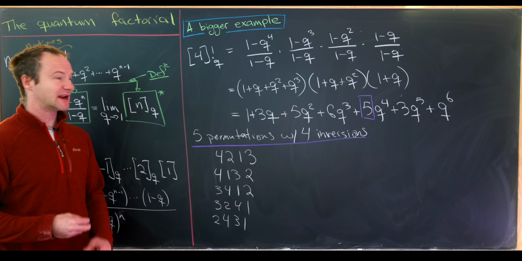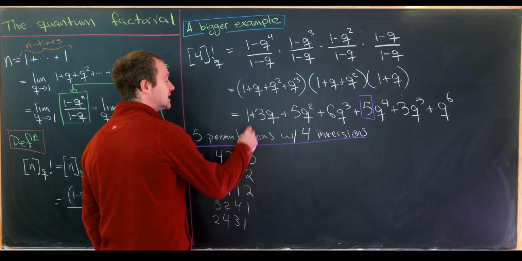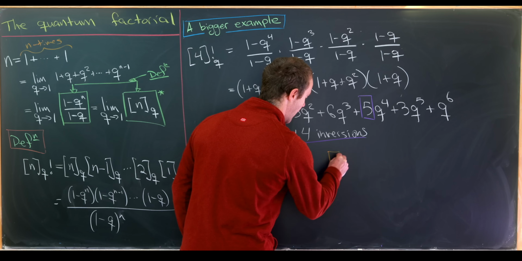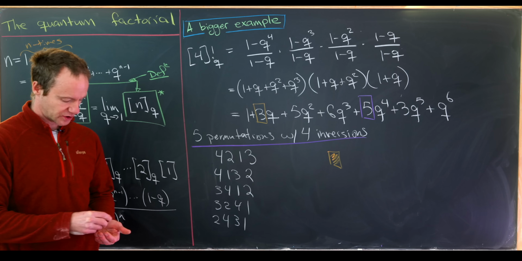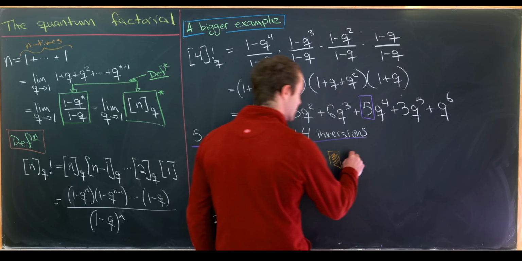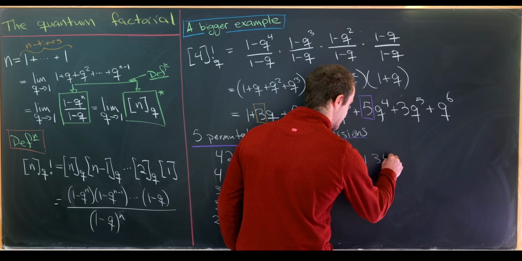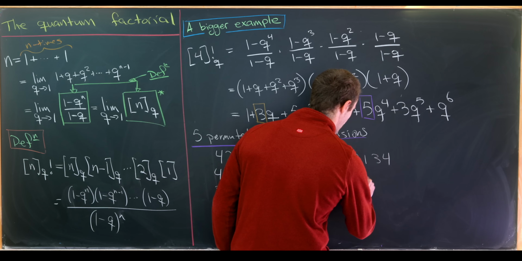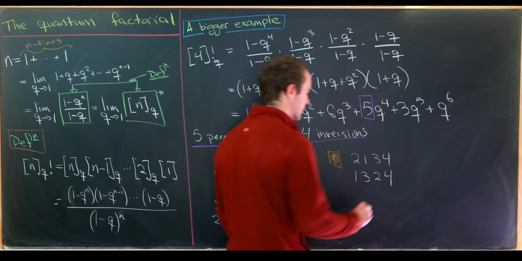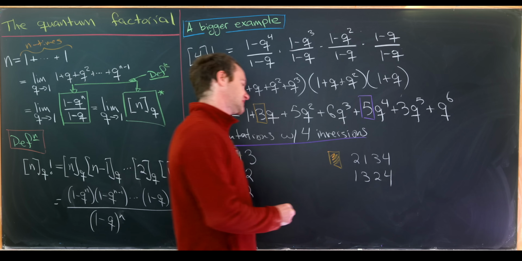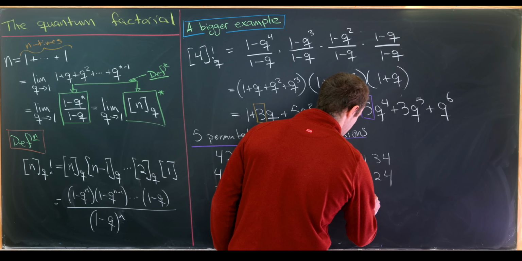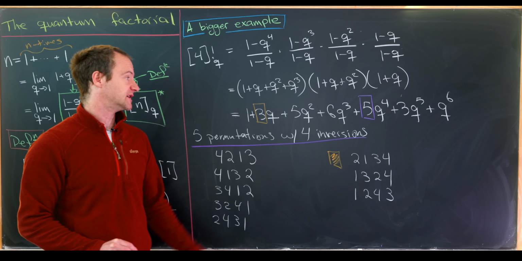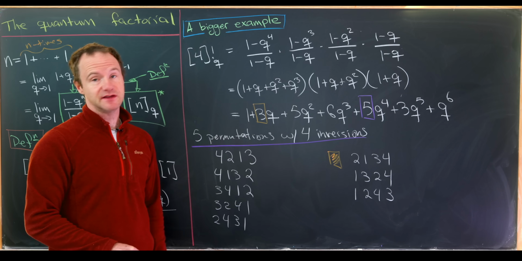And then maybe while we're at it, since it's fairly easy to do, let's find all of the permutations with exactly 1 inversion. So I'll put that with that orange box here. So let's see, we could have 2, 1, 3, 4. So 2 and 1 are out of place. We could have 1, 3, 2, 4. So 3 and 2 are out of place. We could have 1, 2, 4, 3. So 3 and 4 are out of place. And those are all our possibilities in this case.